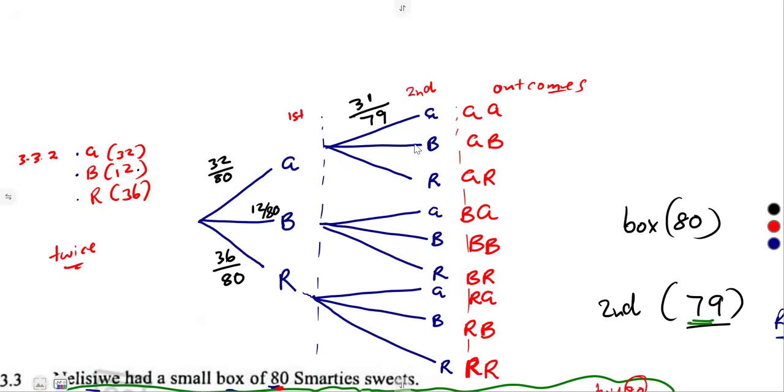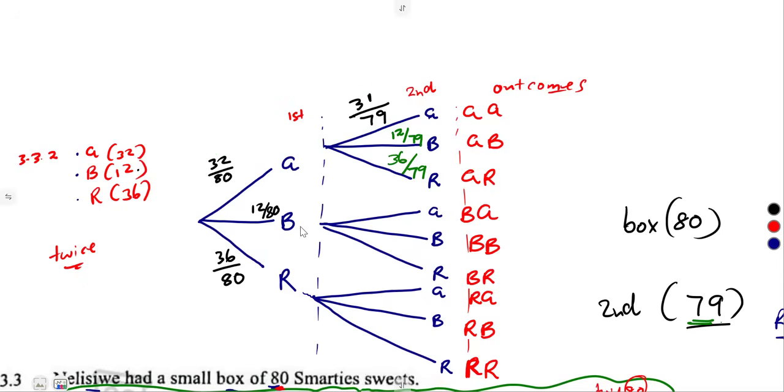So meaning to say, the blue will remain as it is. Its total is 12. The total remains 12; out of 79 is the one that is affected, because here it is about the box, the total in the box. It's what? 79. Red is not affected on that branch, so it remains as it is, 36, but the total is affected out of 79. That's the branch of green affected.